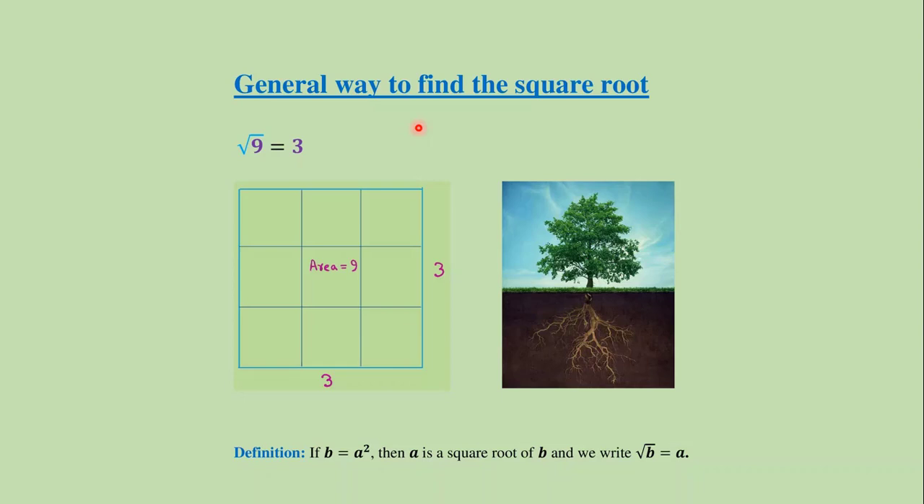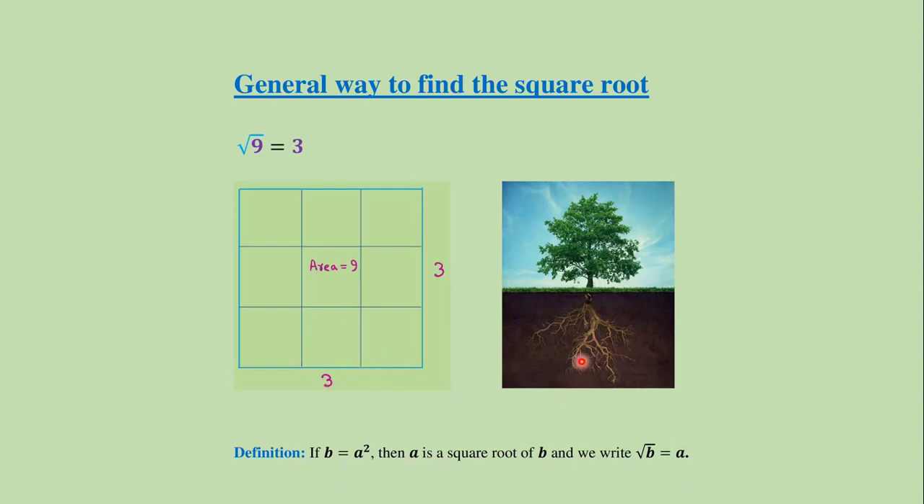In this video, we will learn how to find the square root of any integer quickly. We know the square root of 9 equals 3. What does it actually mean? It means that a square having area 9 has a base of 3. 1, 2, 3. Therefore, finding the square root means finding the base of a square from its area.